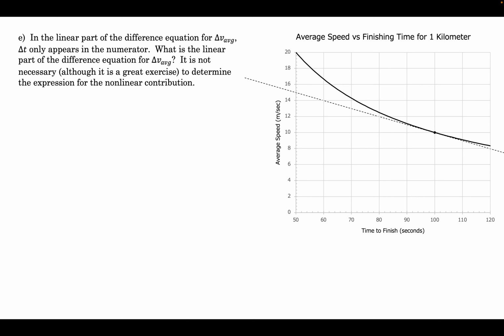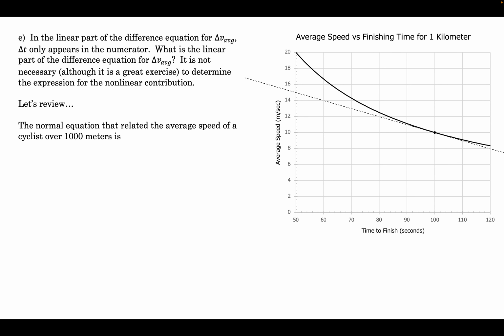Part E asks for the linear part of the difference equation, the linear part of delta V average. That should give us the tangent line. Then, for extra credit, we're going to get the nonlinear contribution. So before we do that, let's review this whole problem.